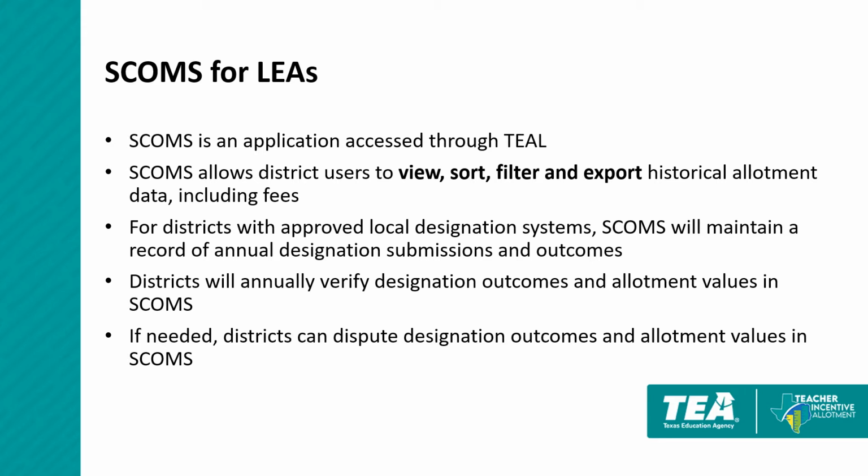For Cohort A through C districts with an approved local designation system, SCOMS will maintain a record of their annual designation submissions and outcomes. Districts will annually verify designation outcomes and allotment values in SCOMS, and if needed, they can dispute designation outcomes and allotment values through the SCOMS system.